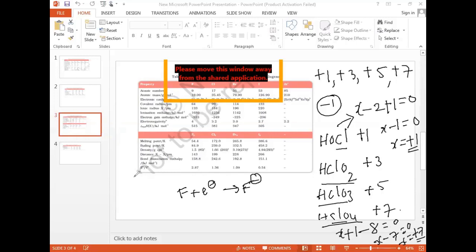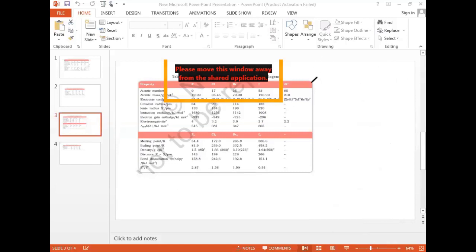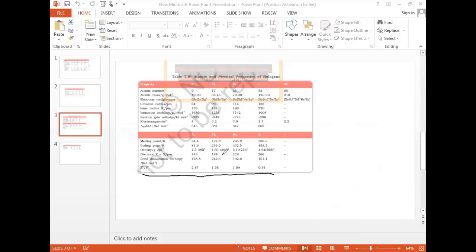Now, in this table, I did not speak about these E0 values, that is standard electrode potential values of the given 17th group elements, that is 2.87, 1.36, 1.09, and 0.54 we can consider here. Then how do we get these values? For this, I am going to take 1/2 X2.